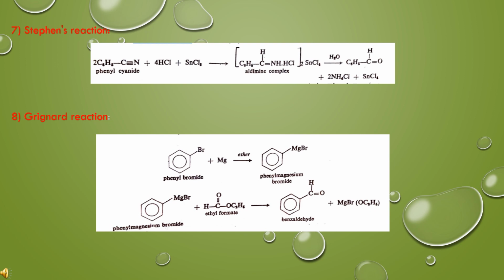Another preparation is from the Grignard reaction. In this reaction, phenyl bromide reacts with magnesium in the presence of ether, and we get phenyl magnesium bromide. This on further reaction with ethyl formate, the CHO group from the ethyl formate is attached to the phenyl magnesium bromide. The MgBr is removed, abstracting the OC2H5 group, and we get benzaldehyde, plus MgBr(OC2H5) leaves as a byproduct.